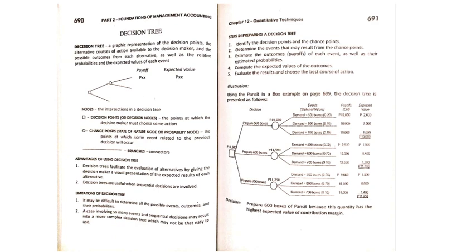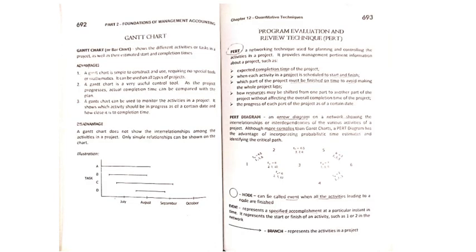Okay? Let's proceed with the Gantt chart. The Gantt chart, or more known as the bar chart, shows the different activities or tasks in a project as well as their estimated start and completion times. So ano ba itong Gantt chart na to? Tingnan mo yung illustration. Yung Gantt chart na yan, pinapakita niya lang yung start ng activity at yung end nito.